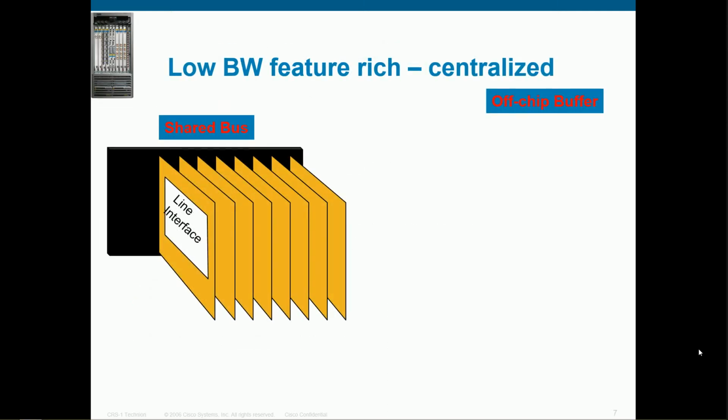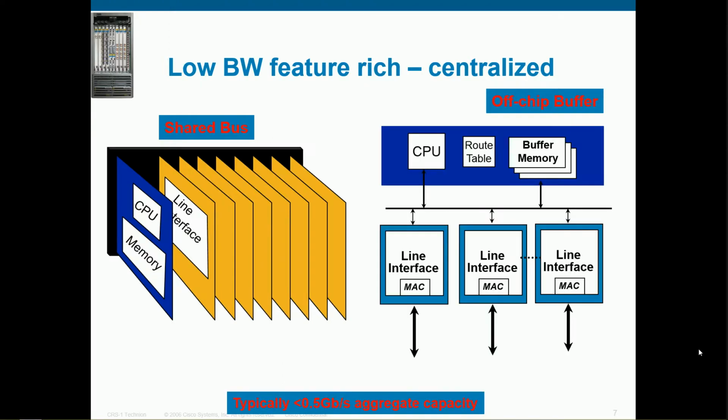Low bandwidth, feature rich, and it's centralized. Again, it goes back to that shared bus. Again, the CPU and memory are on the shared bus. Off chip, same thing.